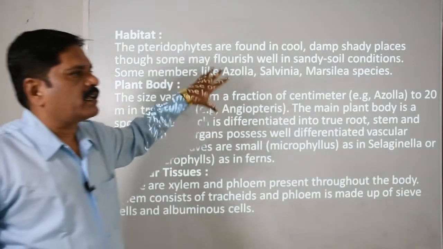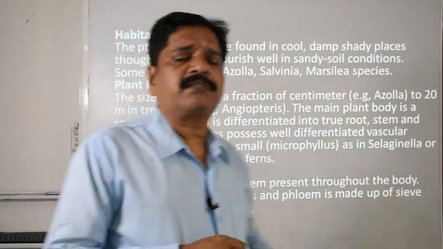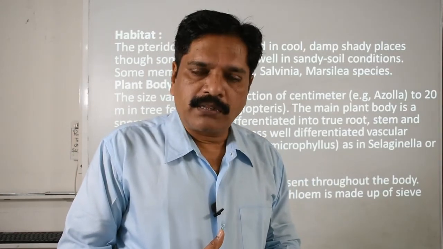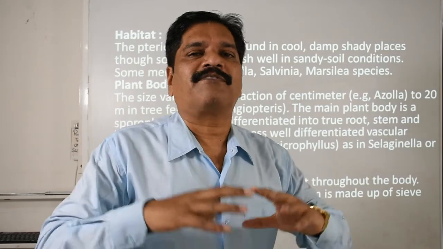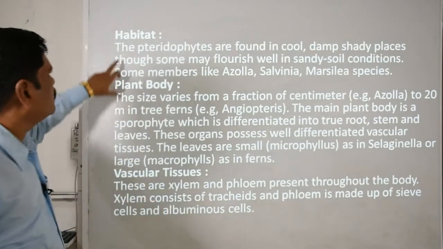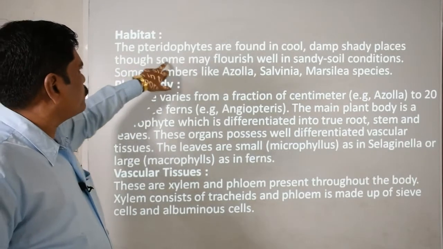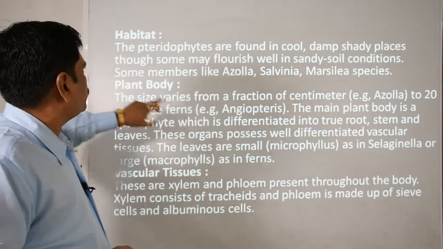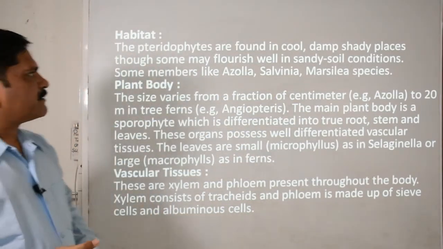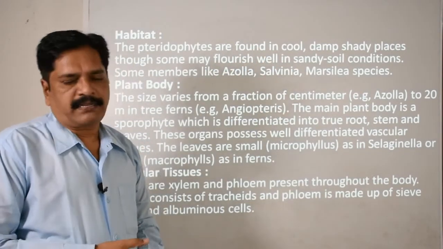Now one by one we are taking this in detail. First, the habitat. What is the habitat? A place which provides the better facility for the development, for their flourishing, for their reproduction, for their multiplication, okay, and food and shelter. So the pteridophytes are found in cool, damp, shady places, though some may flourish well in sandy soil conditions, and some members like Azolla, Salvinia, Marsilea species are there. Okay, so remember, they need the cool and damp, shady places.